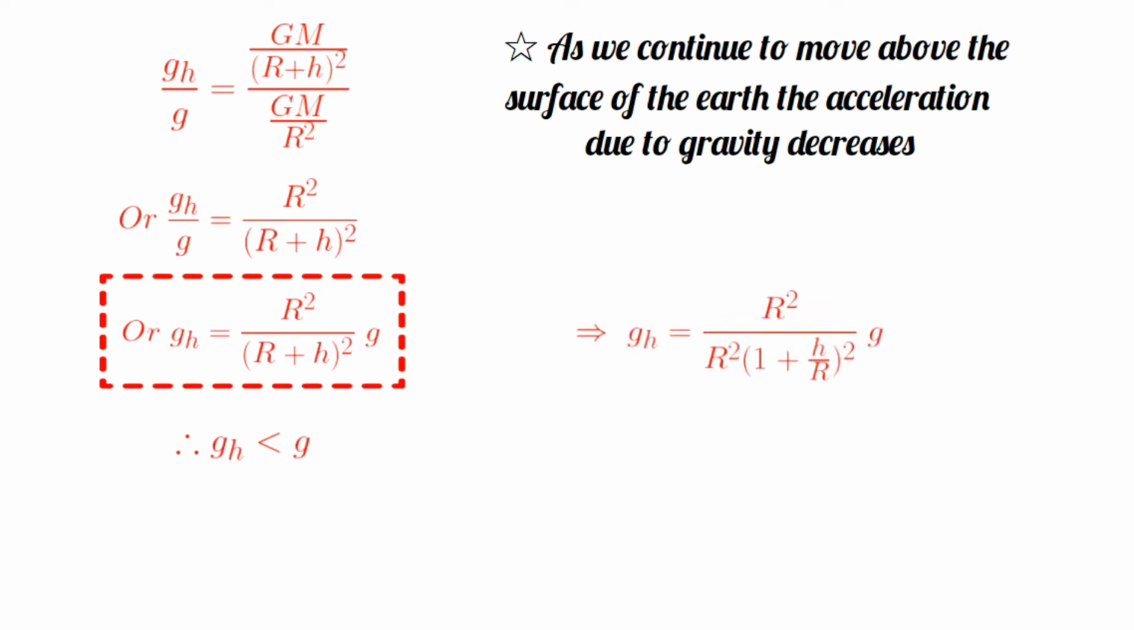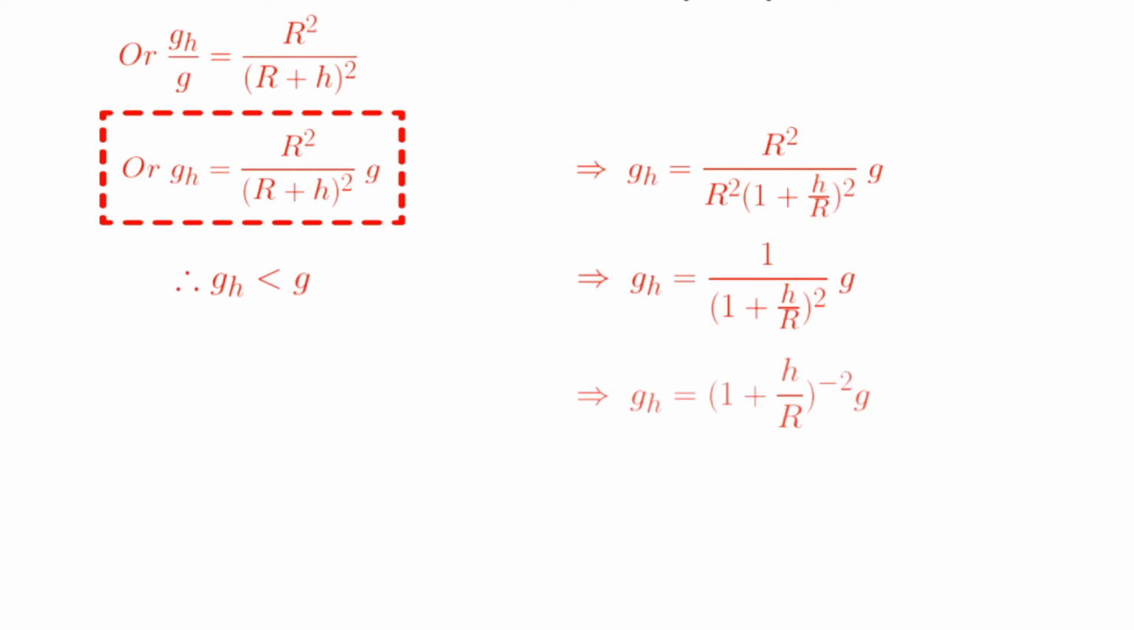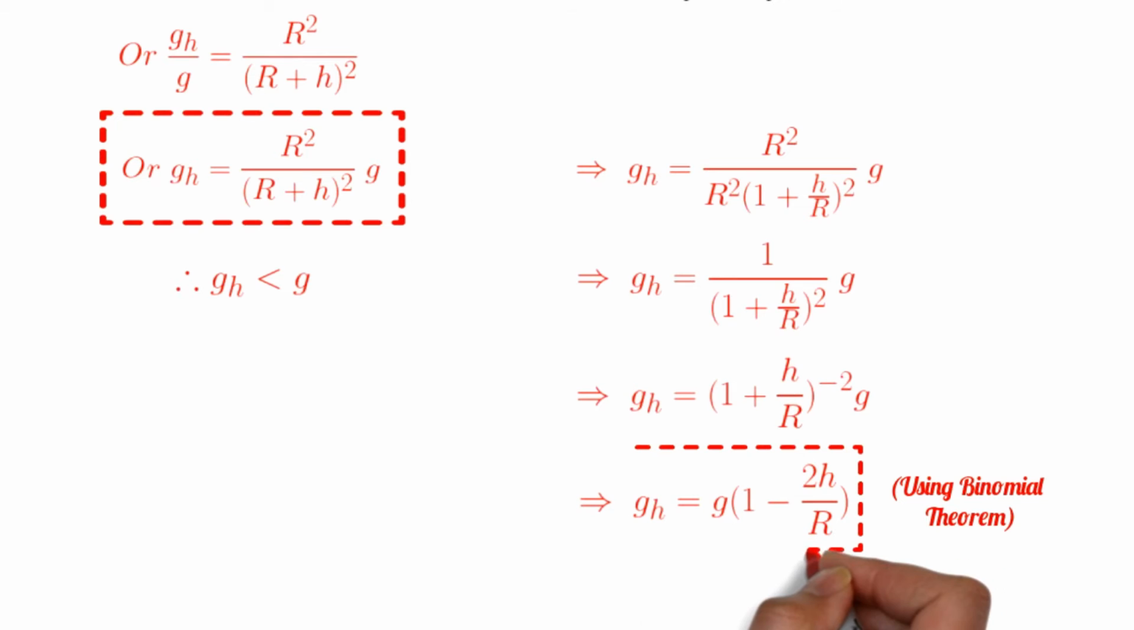Now, gh is equal to r square divided by r square into (1 plus h by r) whole square into g. By solving this equation we get gh is equal to g into (1 minus 2h by r). This is the formula for variation in acceleration due to gravity with height.